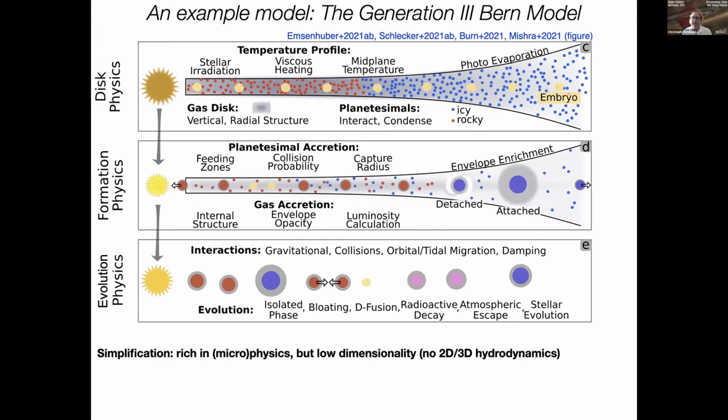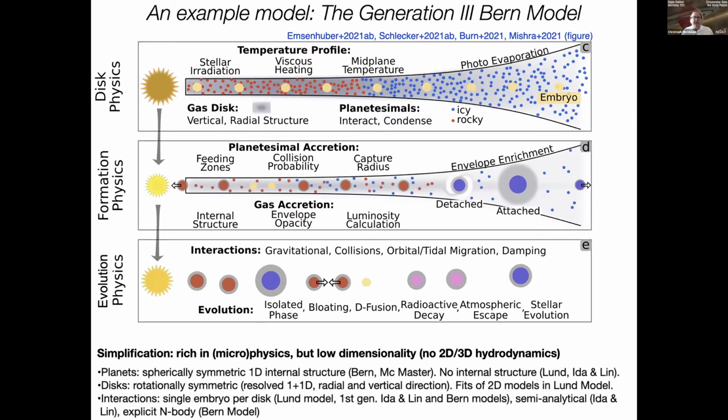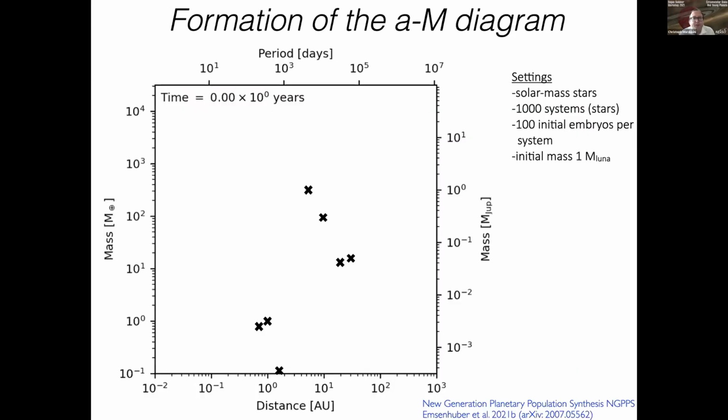These models are nowadays quite rich in microphysics, but they are low dimensional. So there are no 2D or 3D hydrodynamics, because this would take far too long to simulate the entire life of many planetary systems. And here I list a number of simplifications that different models make, and you can have a look at the longer version for more details. So now with that in place, let us have a look at what such a global model can predict.